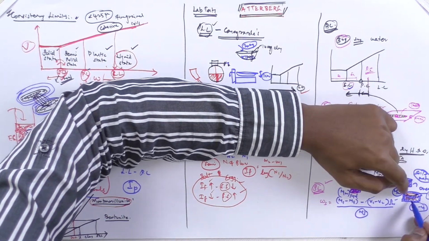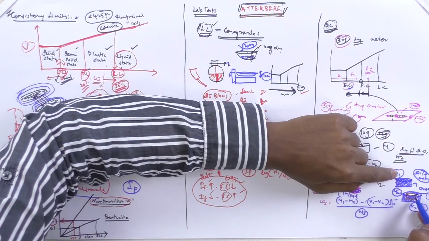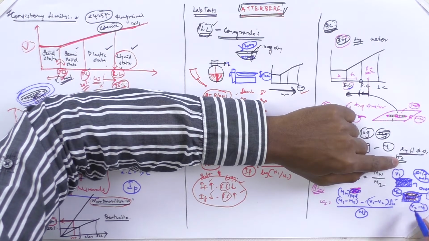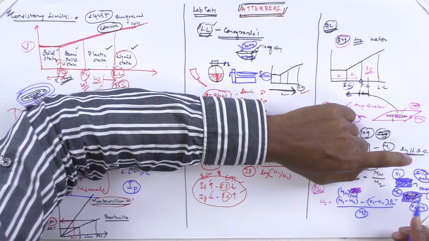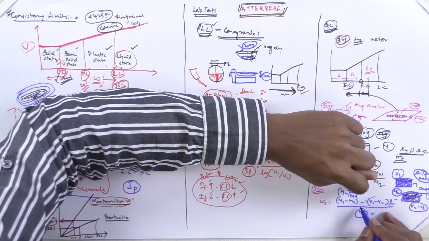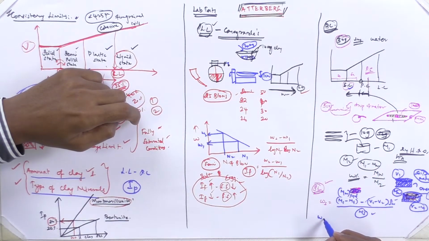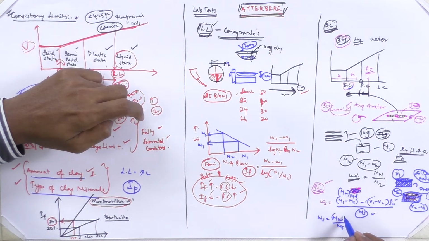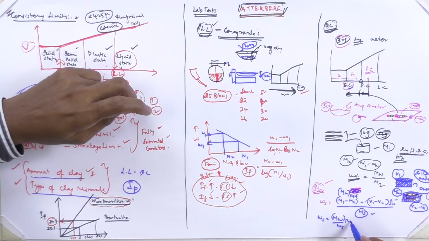This divided by ms, which is nothing but the dry sample. You weigh this red color dry pat mass, and you will get ms. So the shrinkage limit is nothing but the mass of water to the mass of dry soil. So that is the mass of water present in the pores.